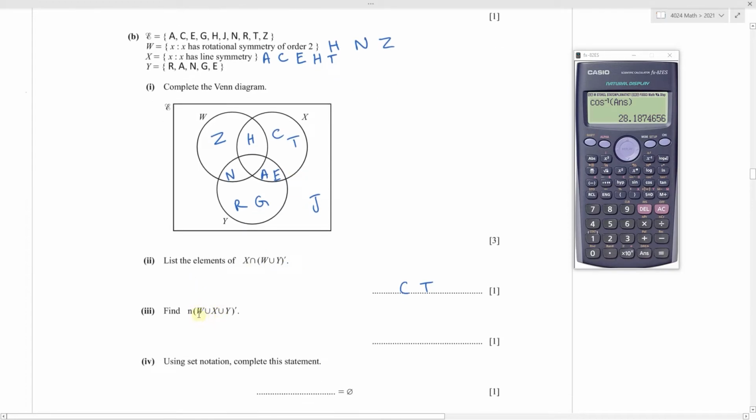The next part is to find the number of elements in (W union X union Y) complement. So W union X union Y is this. Everything inside W, X and Y. So this red boundary, everything inside is W union X union Y. So complement means outside this red boundary. How many elements are outside this red boundary? Only one element, that is J. So your answer here is the number of elements outside this is 1.